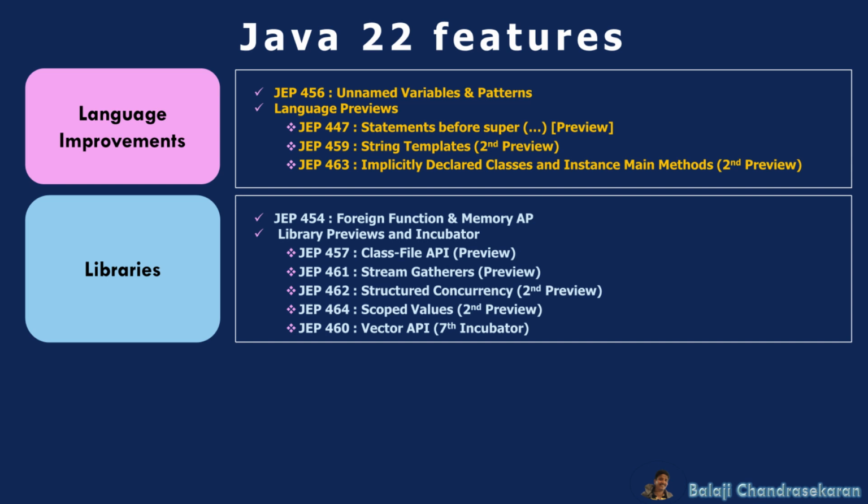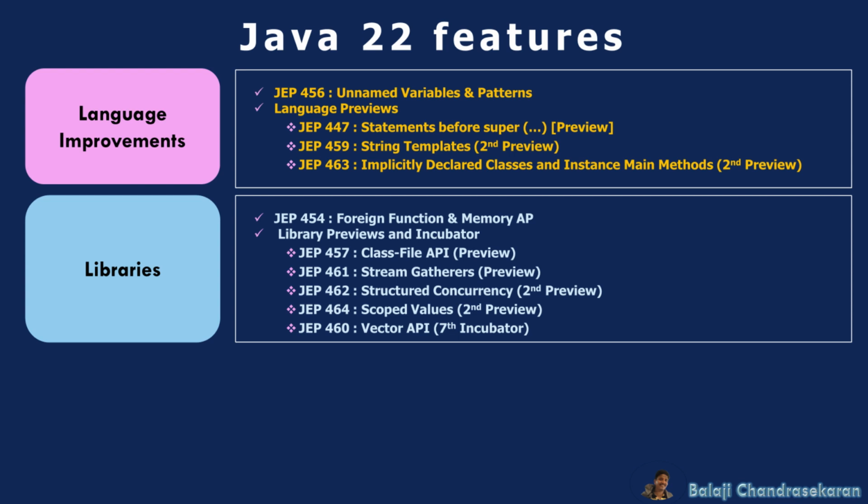The Stream Gatherers feature, that is JEP 461, is the first preview feature that enhances the Stream API to support custom intermediate operations. This will allow Stream pipelines to transform data in ways that are not easily achievable with the existing built-in intermediate operations.